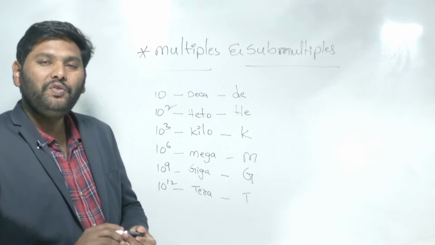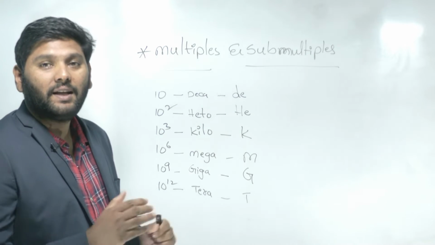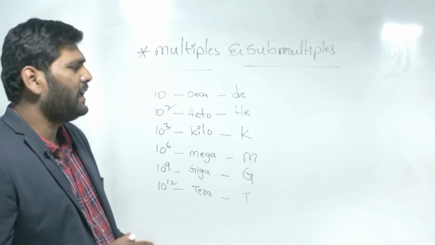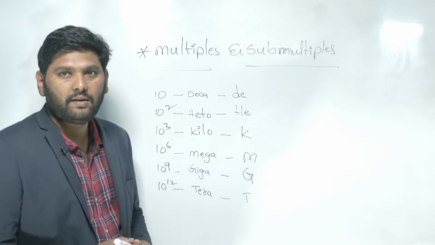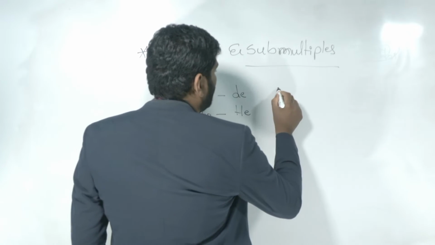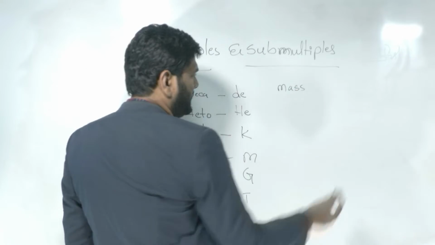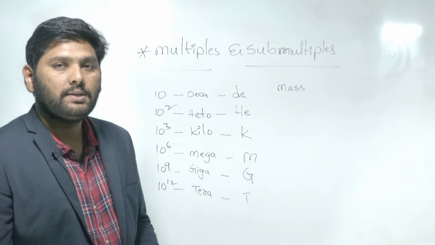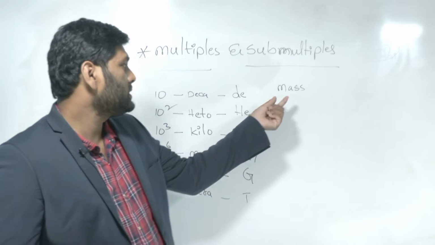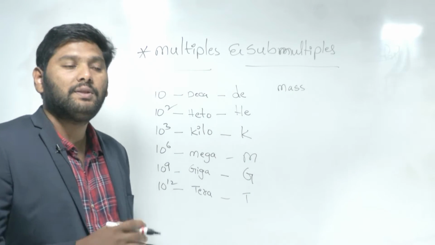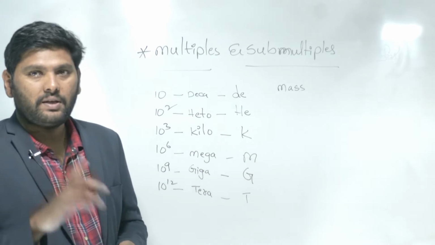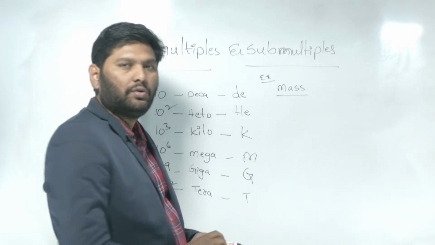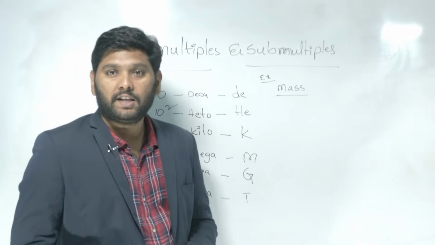But where will you use these multiples in our daily life to express a physical quantity? For example, let me take mass. Mass is a physical quantity. Even length is a physical quantity. How do you express the units of mass with the help of these multiples? I will give an example here. You know mass is measured in kg.